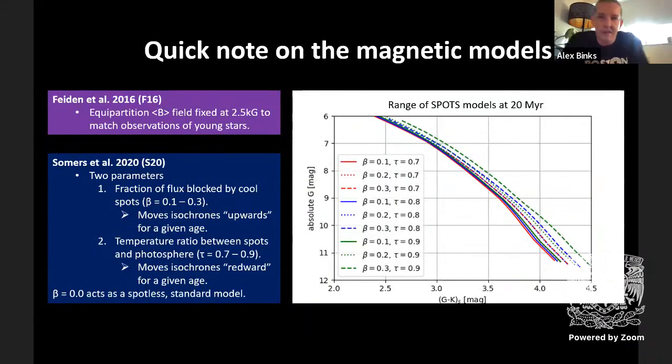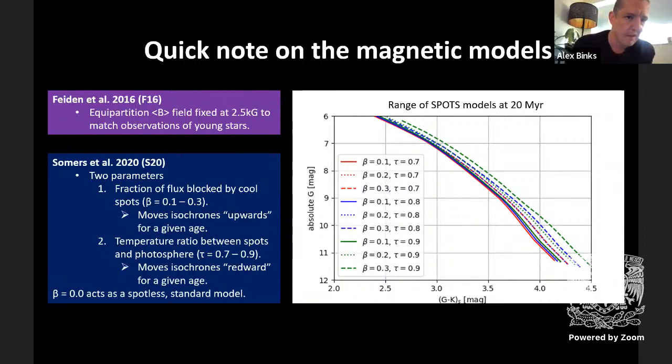Just a quick note on these magnetic models. I'm going to be comparing one flavor, which is a standard model, which doesn't use any additional input physics. That's like a baseline model, if you like. And then I'm going to use a family of magnetic models. So by magnetic, I have two different models.